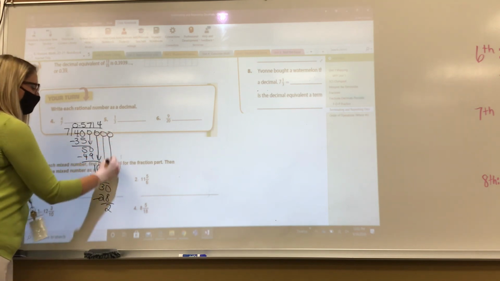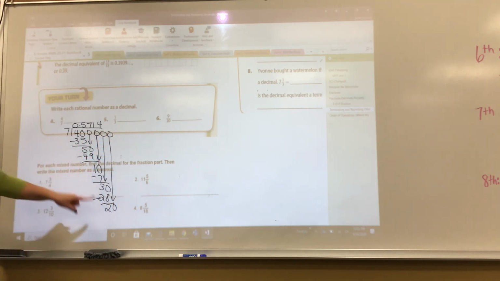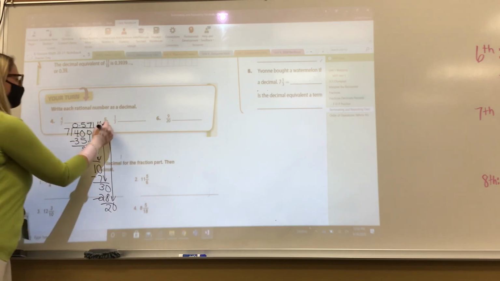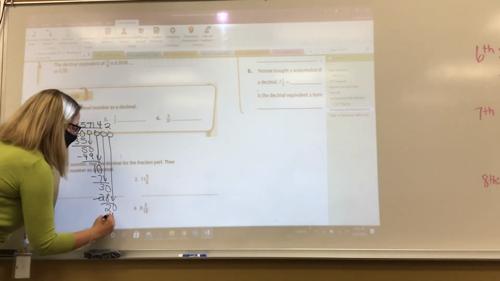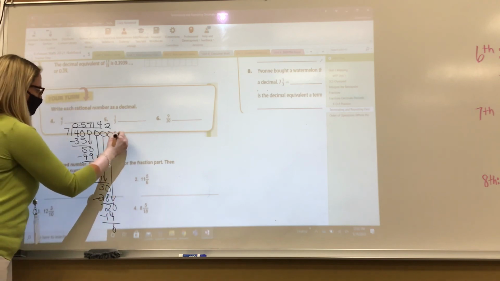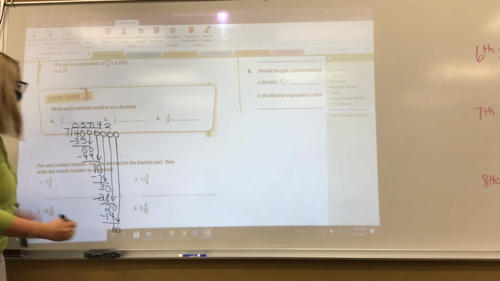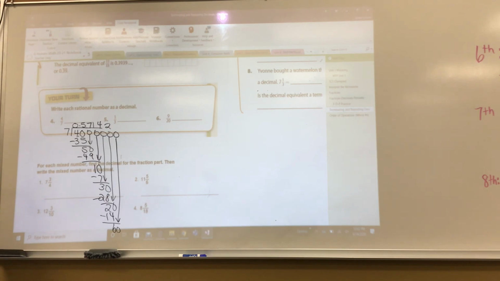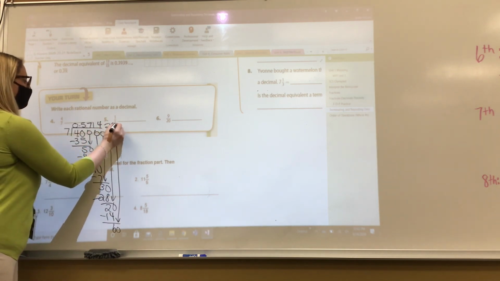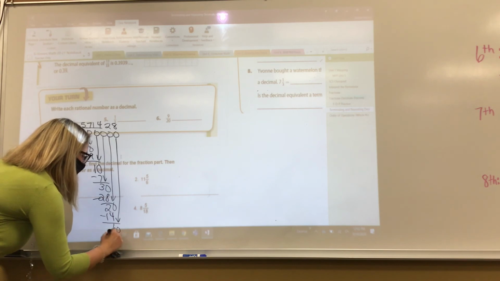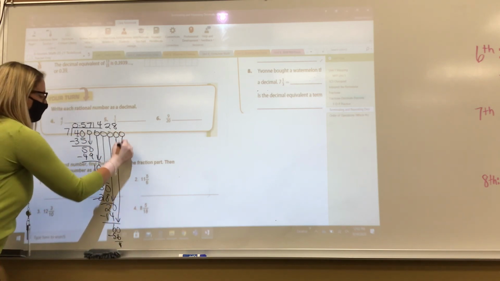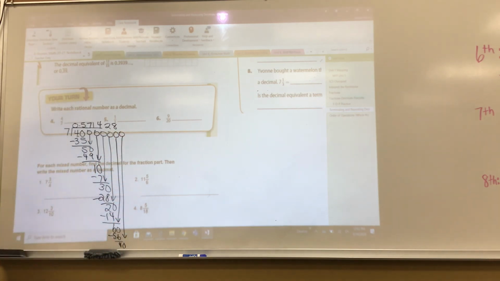Add a 0, bring it down. How many times does 7 go into 20? 2 times 7 is 14. I subtract and then get a 6. Add a 0, bring it down. How many times does 7 go into 60? 8 times 7 equals 56. And we're left with a 4. Add a 0, bring it down. And it's going to repeat. And 7 goes into 40 how many times? 5 times. We're back at the 40. You see how we're back at the 40 at the top? And then it's going to go in 5 times, which is 35.